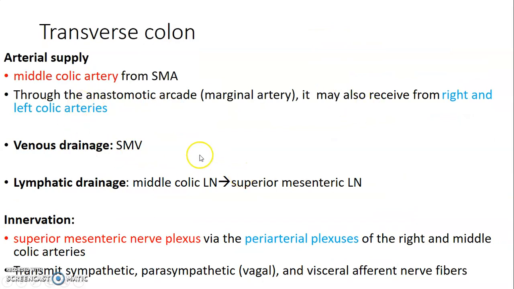The lymphatic drainage: you have middle colic lymph nodes following middle colic artery that will take the lymphatics to the superior mesenteric lymph nodes around superior mesenteric artery. Again, you have sympathetic and parasympathetic nerves following superior mesenteric artery to form periarterial plexuses that will get to the transverse colon. These periarterial plexuses will follow the right and middle colic artery and be transferred to the transverse colon.